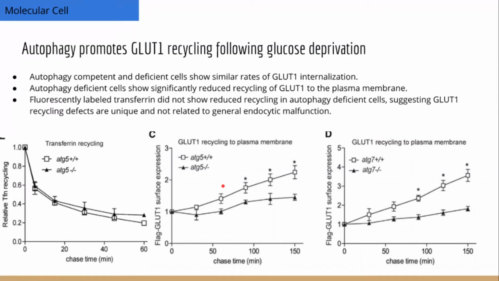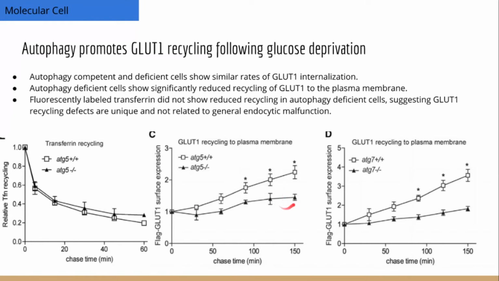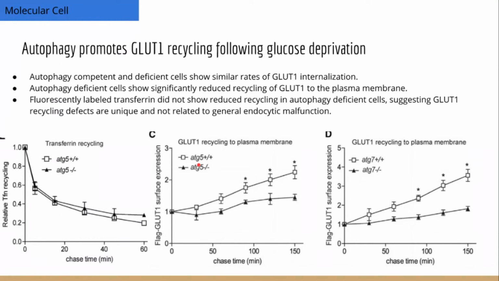And so a defect in recycling could mean either GLUT1 is not being internalized, or a general defect in the endocytic machinery. So they tested these possibilities. There's a clear decrease in the amount of surface expression of GLUT1 in both conditions. So the question is, is there a general defect in the recycling of GLUT1, or is it not being internalized in the first place? And so first they looked at the rate of GLUT1 internalization during high glucose conditions.